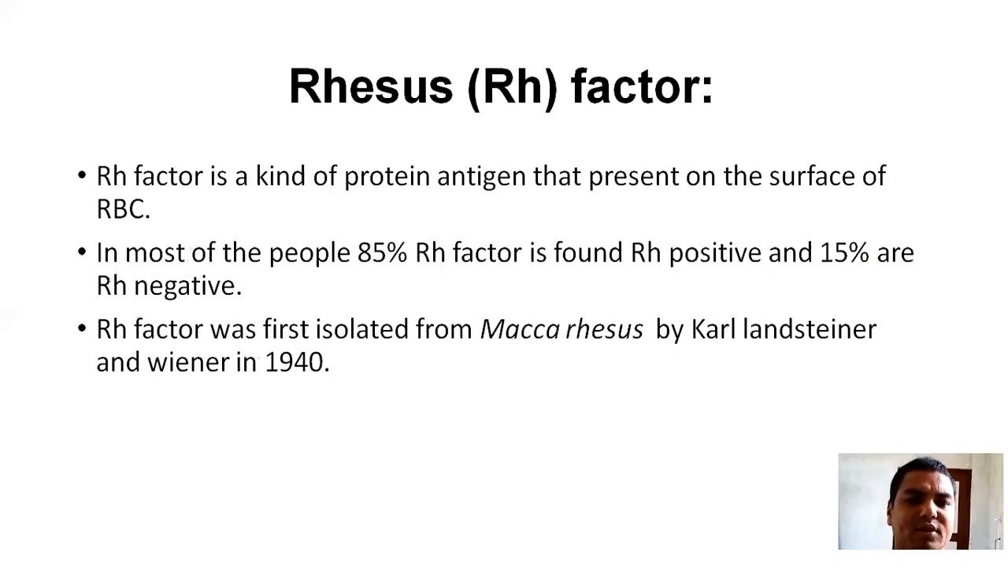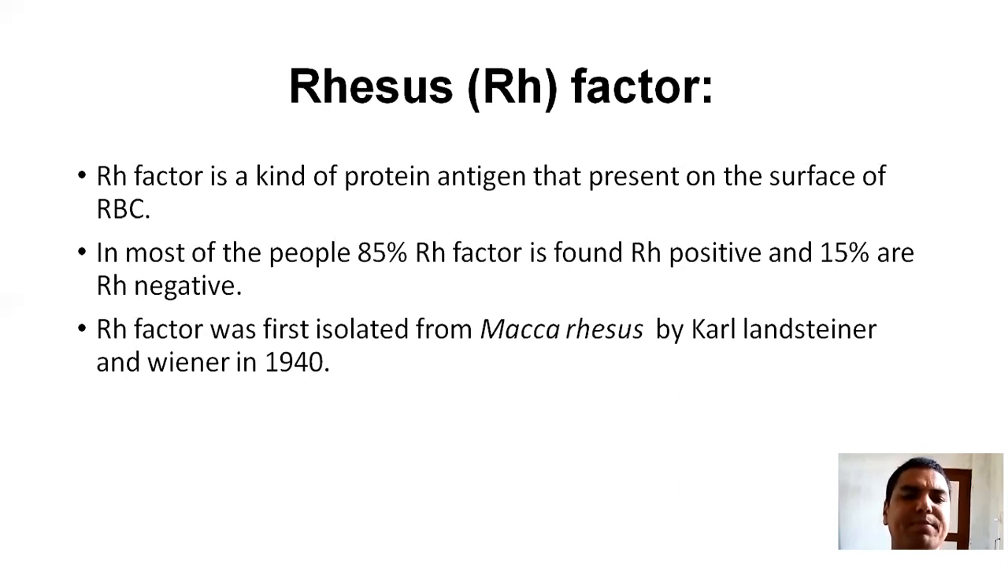Rh factor. Dear students, we know about blood groups A and B, but also A positive, A negative, B positive, B negative. This is determined by the Rh factor. This Rh factor was first isolated from the rhesus macaque monkey by Karl Landsteiner and Wiener in 1940. And the Rh factor is a kind of protein antigen that is present on the surface of RBC. According to the presence of this protein antigen on the RBC, we can find positive or negative Rh factor.